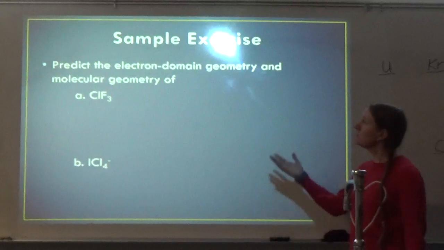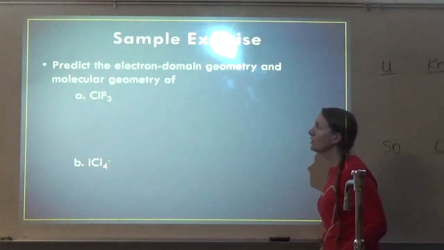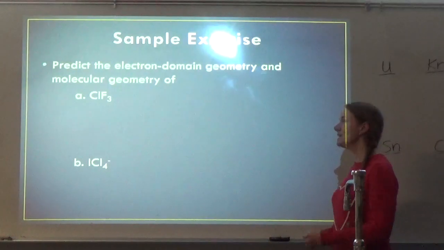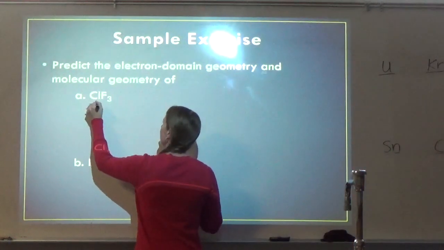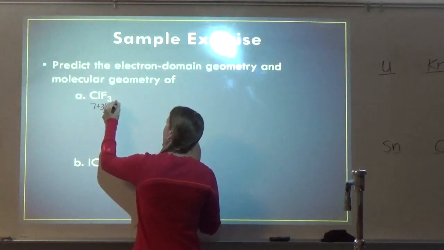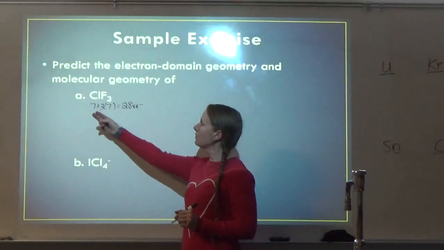Alright, so y'all tried these two. Just notice you're doing both geometries, electron domain and molecular. I'll assume you've tried them and paused it, and so we'll look at them together. So we have ClF3. So Cl has 7. F has 7 times 3 for a total of 28 valence electrons. Okay, so we have 21 plus 7.